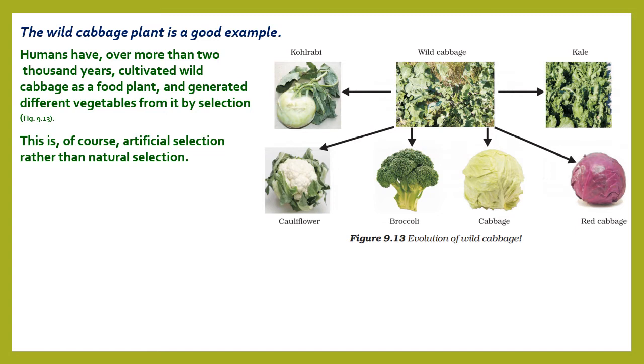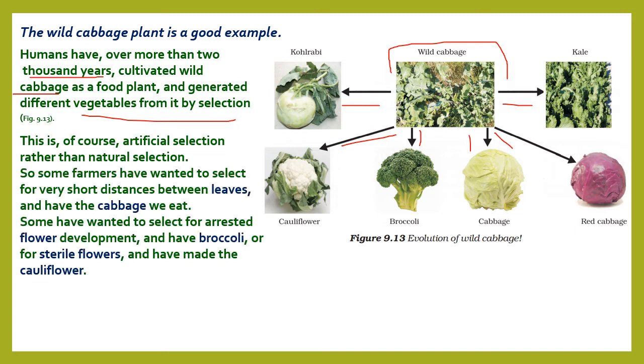Humans have over more than 2000 years cultivated wild cabbage as a food plant, and then generated different vegetables from it by selection. From the wild cabbage only they have generated all these. So wild cabbage is the ancestor of all these varieties of cabbage. See, this is of course artificial selection rather than natural selection because humans have taken it. So some farmers wanted to select for very short distance between leaves, and then they have the cabbage that we eat.